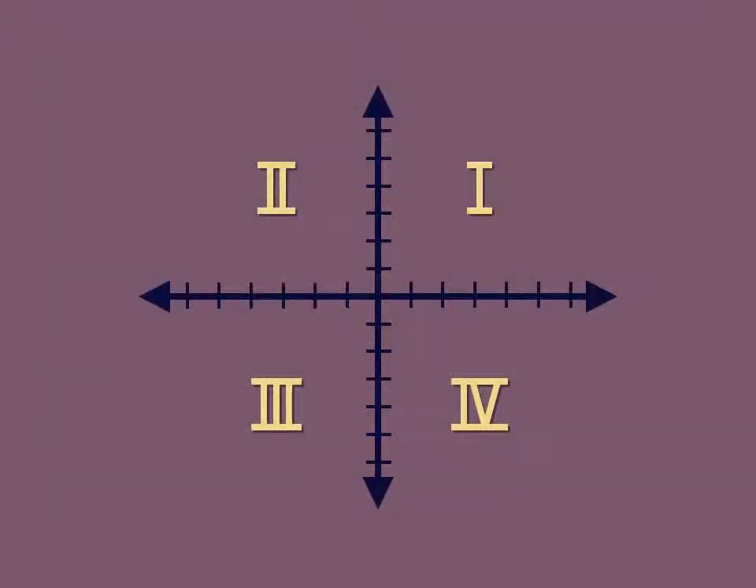Okay, also we have quadrants, okay? So the coordinate plane has 4 quadrants. We use Roman numerals to show the quadrants, and we always start in the upper right-hand corner. That's your first quadrant, quadrant 1. And then you go counterclockwise to name the other quadrants. So here's quadrant 1. You go counterclockwise, you get quadrant 2, and then quadrant 3, and then quadrant 4.